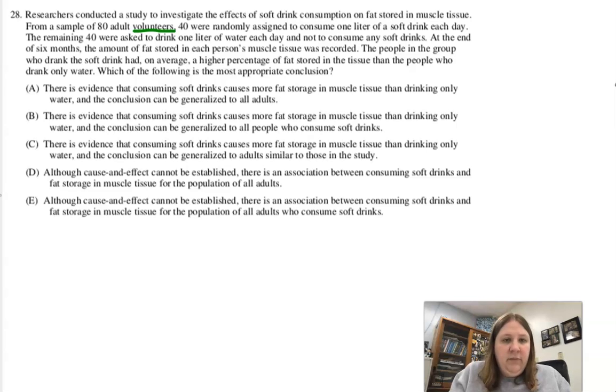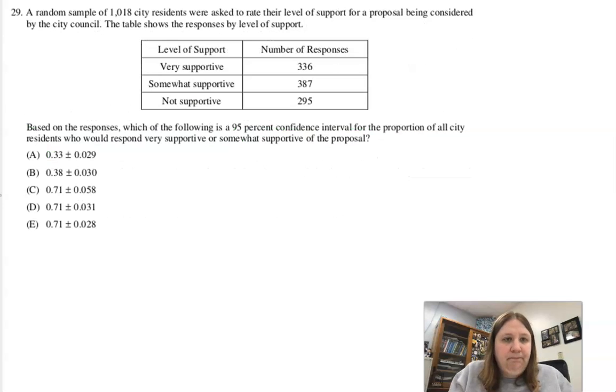So it doesn't necessarily mean that we don't have any sort of evidence. It only applies to people that are similar to those in the study. So that matches up with C here. It can't be all people who consume soft drinks. It can't be all adults. C is the most correct answer there.